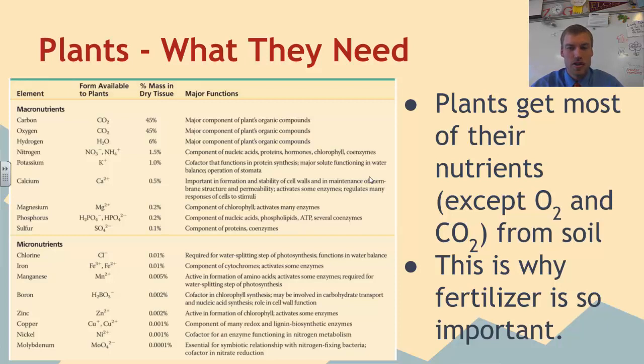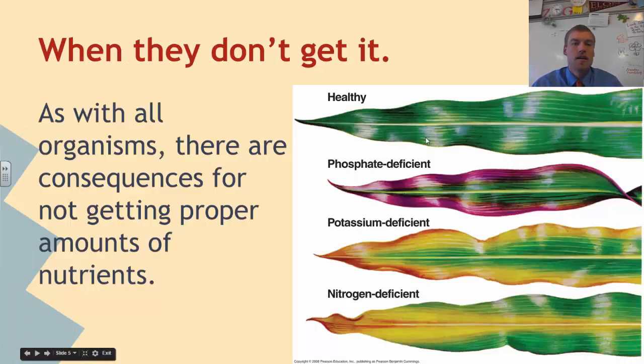Plants get most of their nutrients from the soil, except for the oxygen and the carbon, which they get from the atmosphere. So just like with us, when plants don't get what they need, there can be consequences, and you can see some of the different examples of what's going to happen when they don't get the particular nutrients that they need.